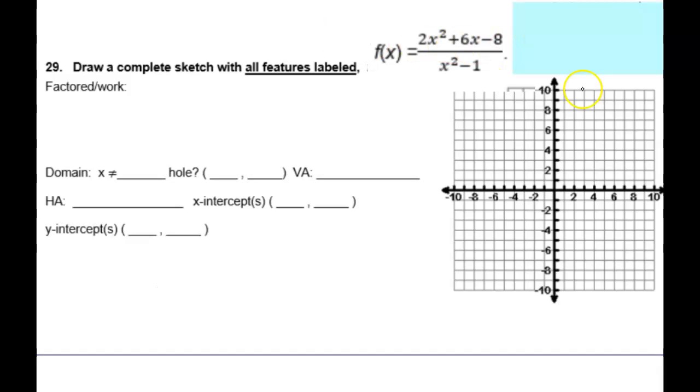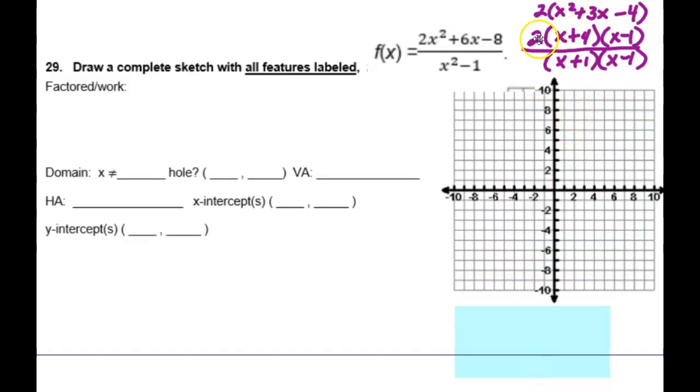All right, what do you notice about factoring this one, though? Take a 2 out of the top, and the bottom is the difference of perfect squares. Everybody gonna get that right? I don't know if you have to take something out on the quiz, but okay, so I factored it here. I took a 2 out, and then it factored 2, x plus 4, and x minus 1. The denominator factors x plus 1 and x minus 1.